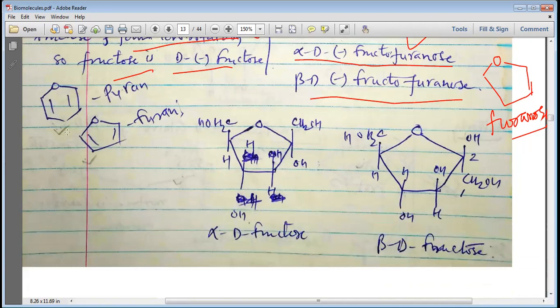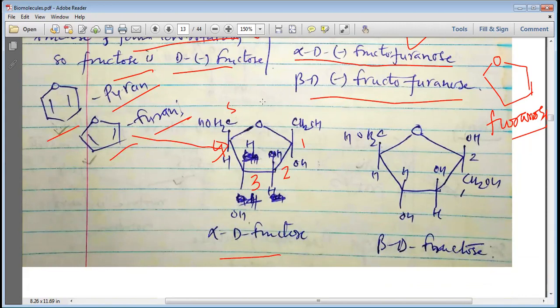Here you can see that this is what is known as the pyran ring. This is what is known as the furan ring. You can see a similar kind of ring in fructose, and that is why we call it a furanose. You can see that in the furanose ring, this is carbon number 1, this is carbon number 2, this is carbon number 3, this is carbon number 4.